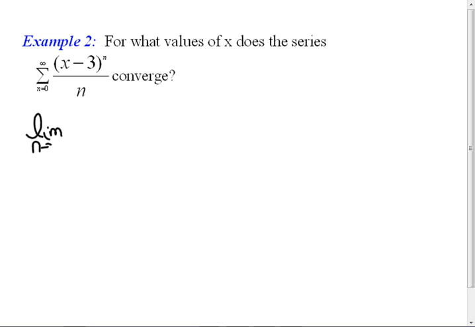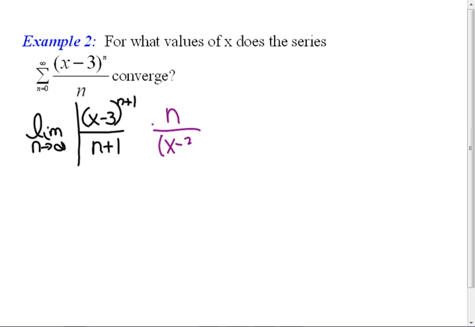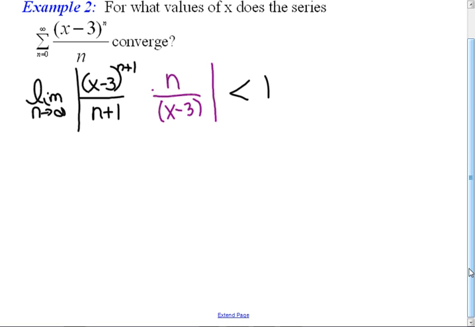The limit as n goes to infinity, and now it's the absolute value of x minus 3 to the n plus 1 over n plus 1. You should be doing it with me. And then I'm going to divide by x minus 3 to the n over n. But I don't want to do that. I'm going to multiply by the reciprocal because then I can do it all in one term here. Perfectly acceptable, by the way. That's when it's going to converge. So first we're going to take the limit and simplify that. We always want to simplify things.